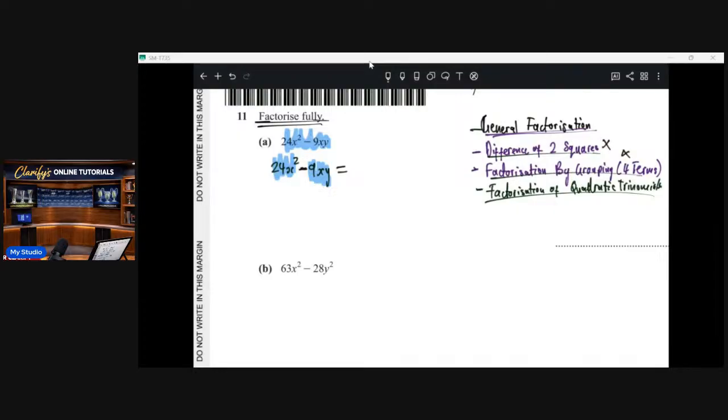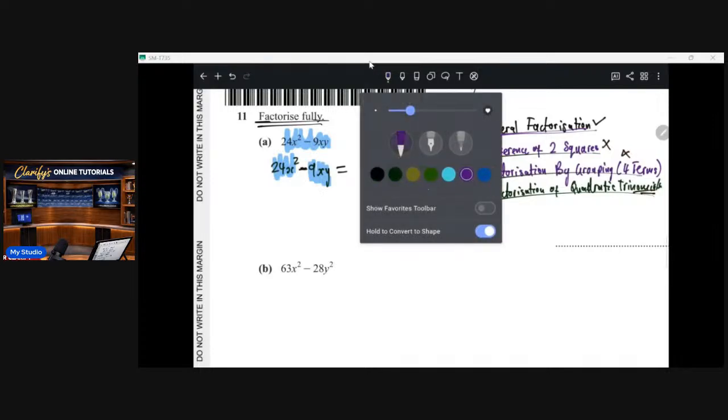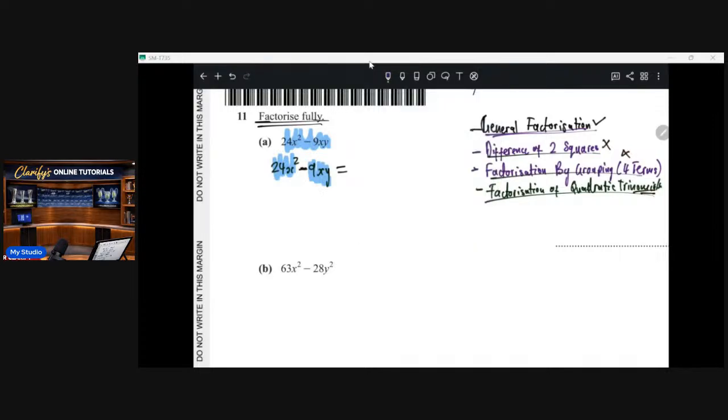Now you check factorization of quadratic trinomials. Do we have three things here? No, so it's out. So we are left with only one thing, general factorization. General factorization, here's how you do it.